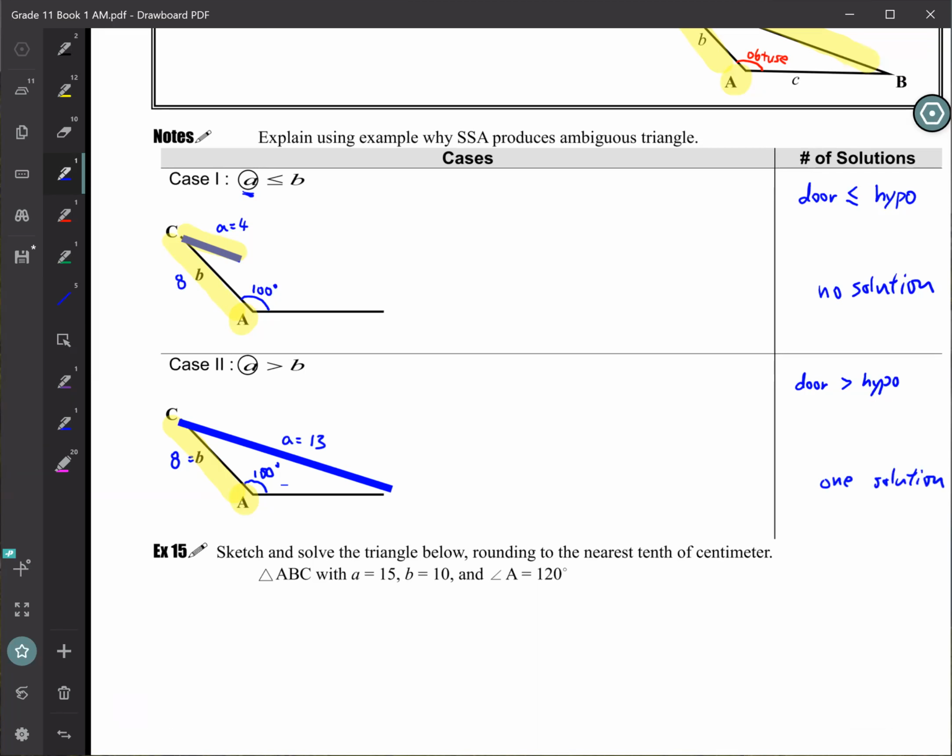Let's write that down. Door is longer than the hypotenuse. We'll use the same measurements, 100 degrees obtuse, and the hypotenuse is also 8. Here's the angle, here's the side. Now we need the door. So pick a number for the door, Colin.